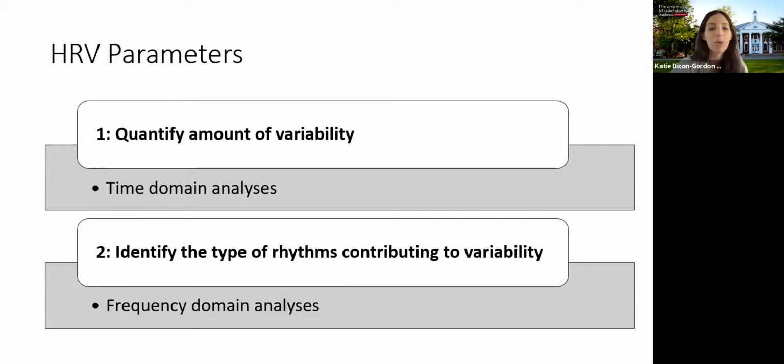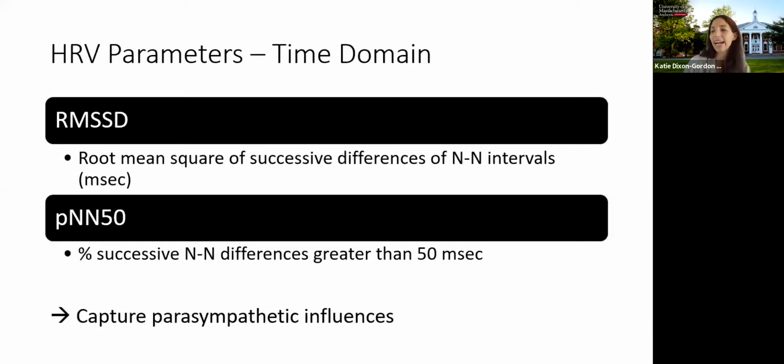There are multiple different ways that we can parameterize HRV. We can look at the amount of variability with time domain analyses, and we could also look at the types of rhythms that are contributing to variability with frequency domain analyses. There are multiple pathways to get to the question that you might be interested in. I'm assuming that if we're looking at HRV in the context of stress, you're probably mostly interested in that vagal influenced component.